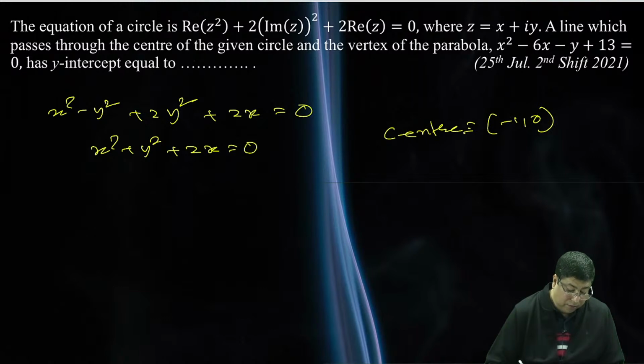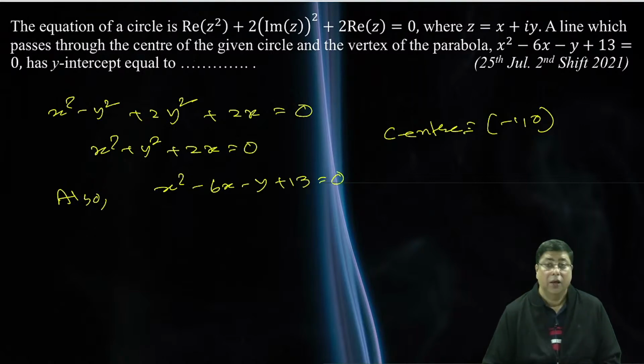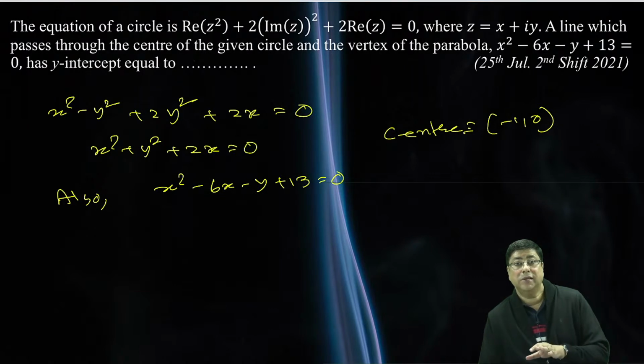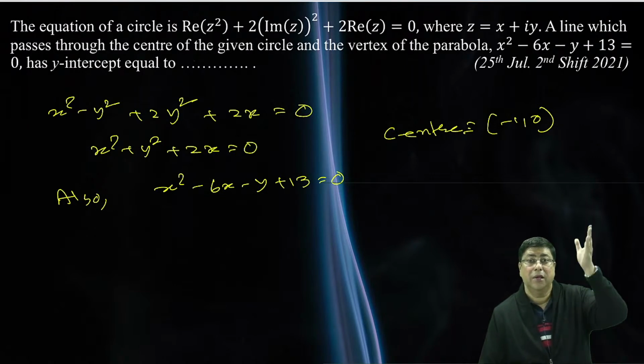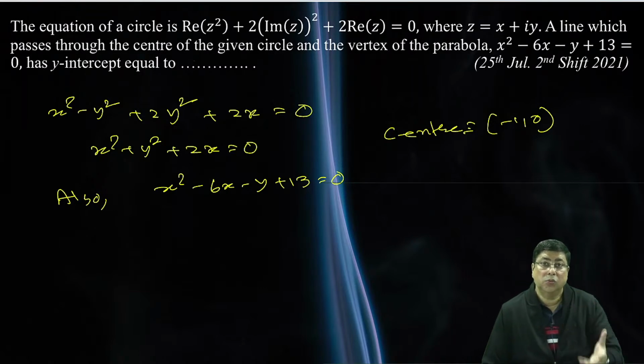minus 1 comma 0. Also this is a parabola, x square minus 6x minus y plus 13. Here one is the square and one is the single, the x portion is square. It means the parabola's axis is parallel to the y axis. In this way we have to practice. We have to practice so much. The question is not very hard, but you have to make the concept clear.